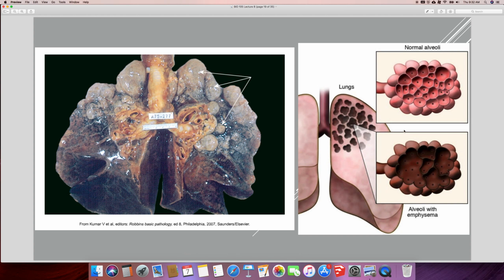So here is a normal alveolar sac. You can see all of these nice walls between the alveoli. This helps to increase the surface area for gas exchange, but in emphysema, these walls break down. Okay, so you really lose lots and lots of surface area.